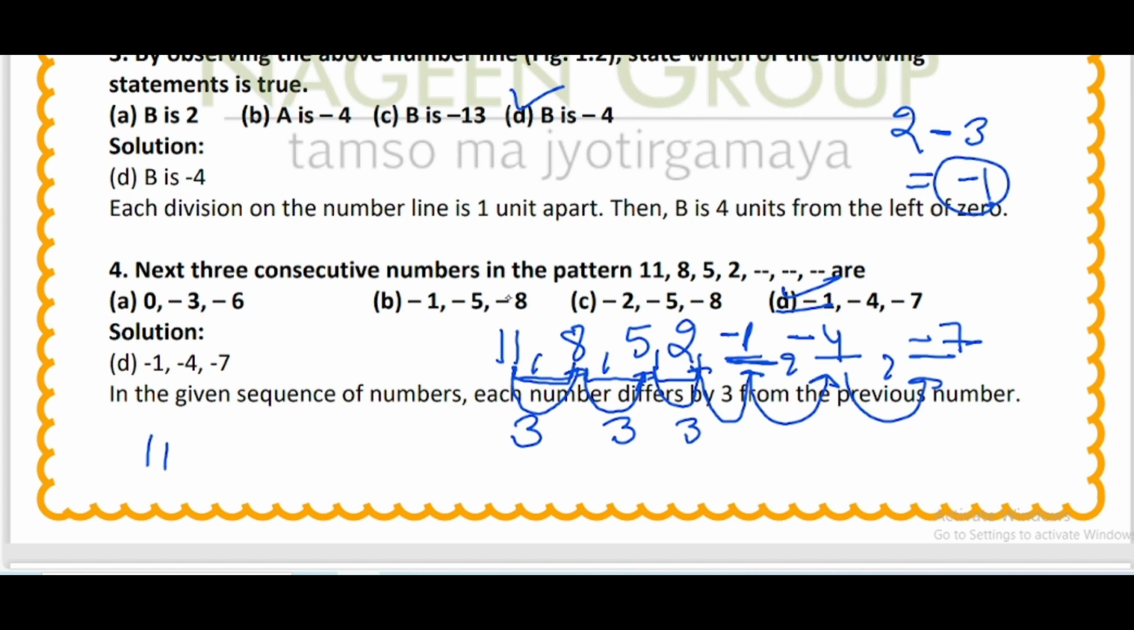The sequence is given: 11, 8, 5, 2. Then we find the three consecutive numbers in this sequence.